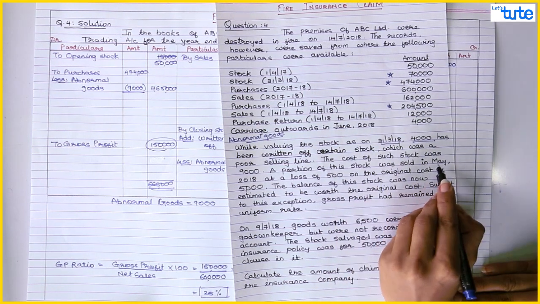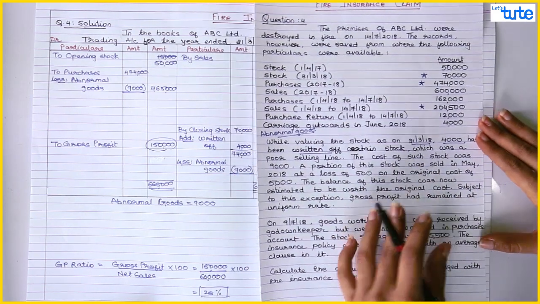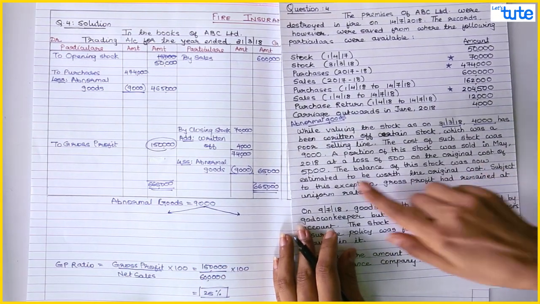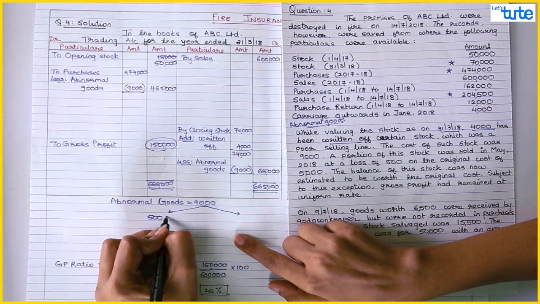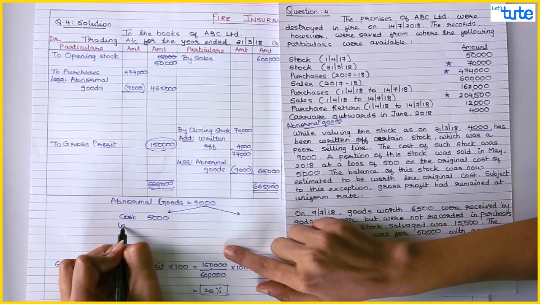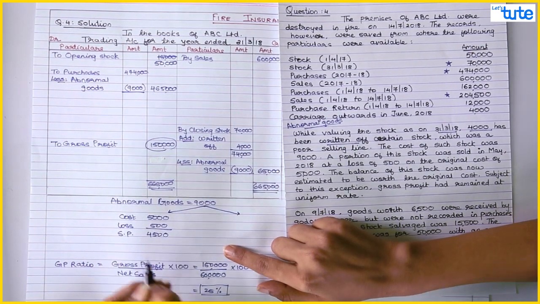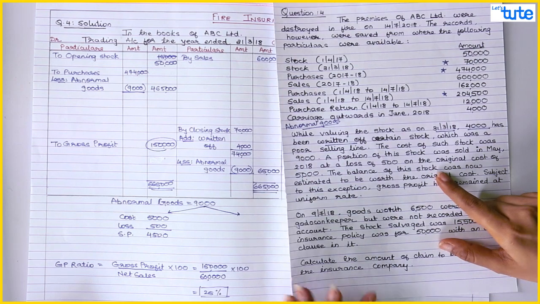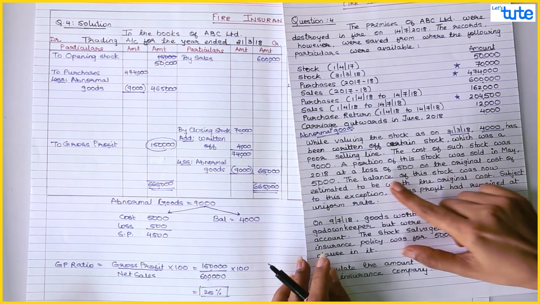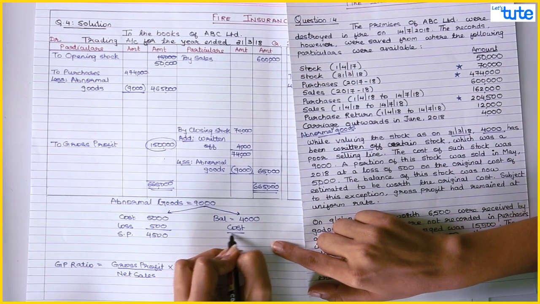A portion of this stock was sold in May 2018 at a loss of 500 on the original cost of 5,000. That means out of this 9,000 worth of goods, goods of original cost 5,000 are sold at a loss of 500. That means your selling price for these goods is 4,500. And the balance of this stock, 9,000 minus 5,000, is 4,000. Balance of this stock was now estimated to be worth its original cost. So this is to be valued at cost itself.